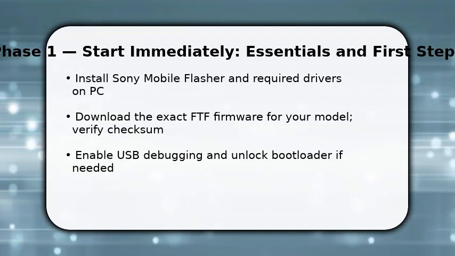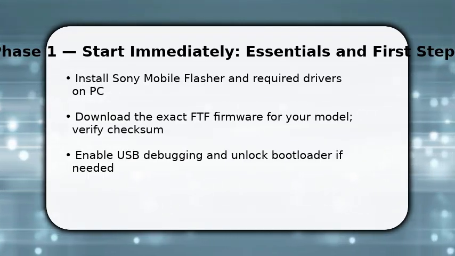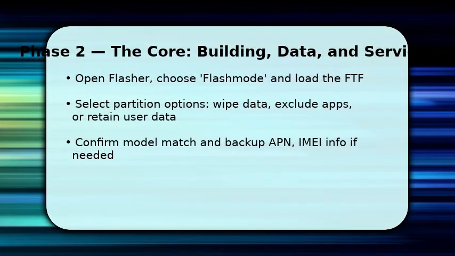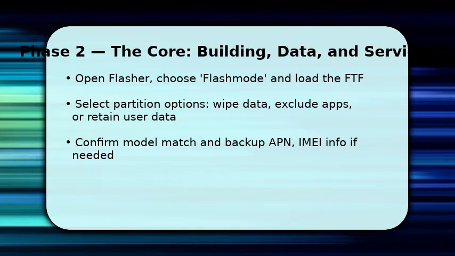Connect the device with a good cable and watch for the PC to recognize the phone before you now load the firmware into Sony Mobile Flasher and choose flash mode. Click the FTF file and let the tool parse partitions.